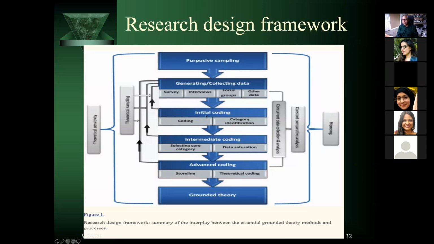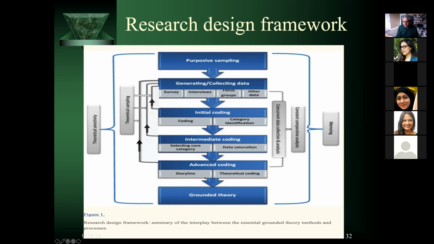So what is the process of coding? It is the process of breaking it down into lower and higher categories. That's what we mean by category identification. Intermediate coding, selecting core categories, data saturation. So as you're progressing, you're going deeper and deeper. That's why it's going from the top to bottom, because you're going deeper. They didn't put grounded theory at the top, they put it at the bottom.